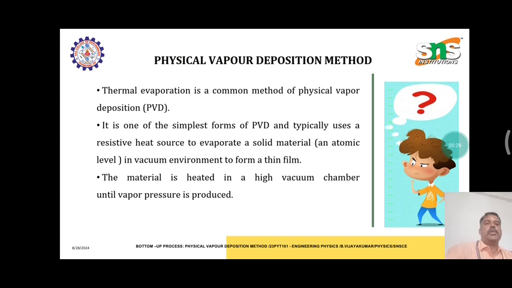The physical vapor deposition method is a common method, one of the simplest forms, and typically uses a resistive heat source to evaporate the solid material at the atomic level. We apply high temperature in an ultra high vacuum range, and the material is created at the atomic level in a vacuum environment to form a thin film. The material is heated in a high vacuum chamber until vapor pressure is produced.